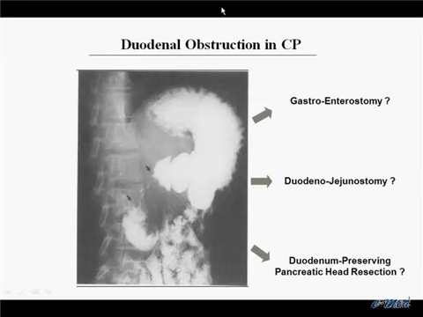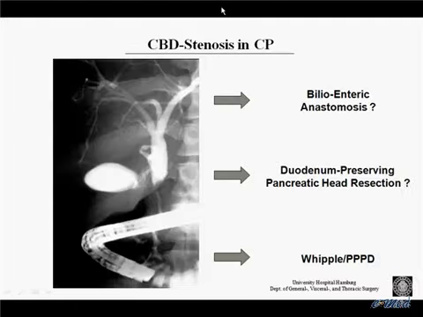What should we do with a patient who is presenting with an inflammatory tumor of the head of the pancreas with duodenal obstruction? Chronic pancreatitis should be submitted to gastroenterostomy. Should we do a bypass by a duodenal jejunostomy, or should we do a Whipple procedure, a duodenum preserving pancreatic resection?